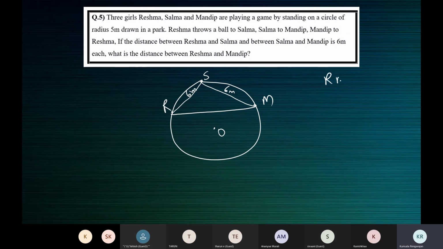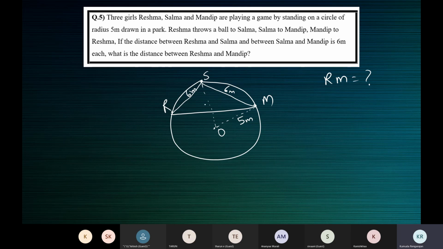So we need to find RM, which is the distance between Reshma and Mandeep. So children, construction: join OM, 5 meters is the radius. Join OM, also join OS.